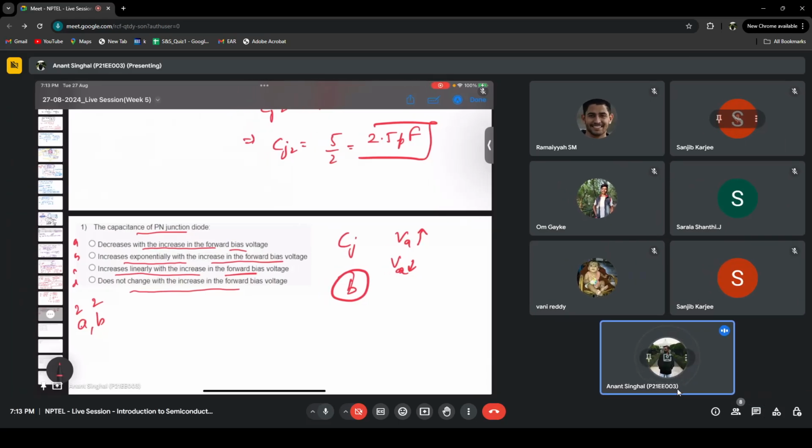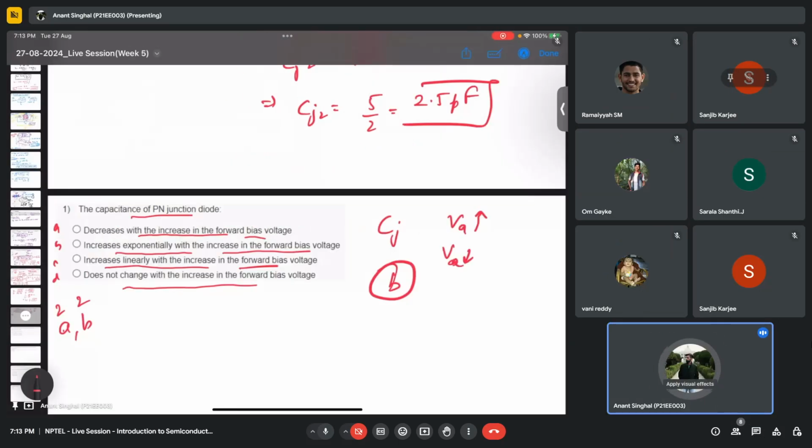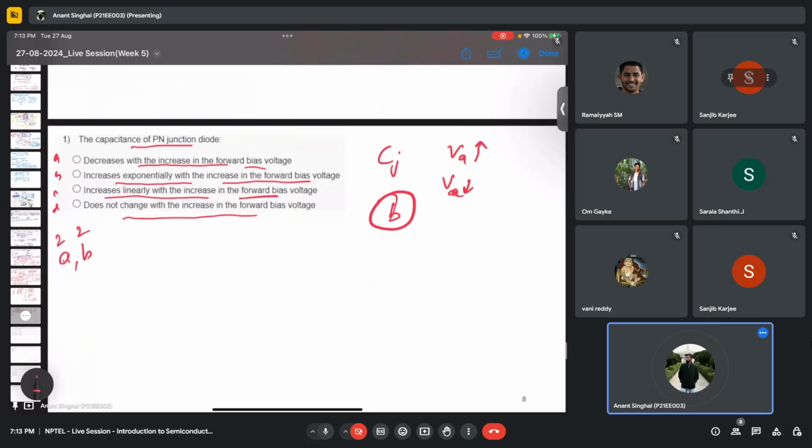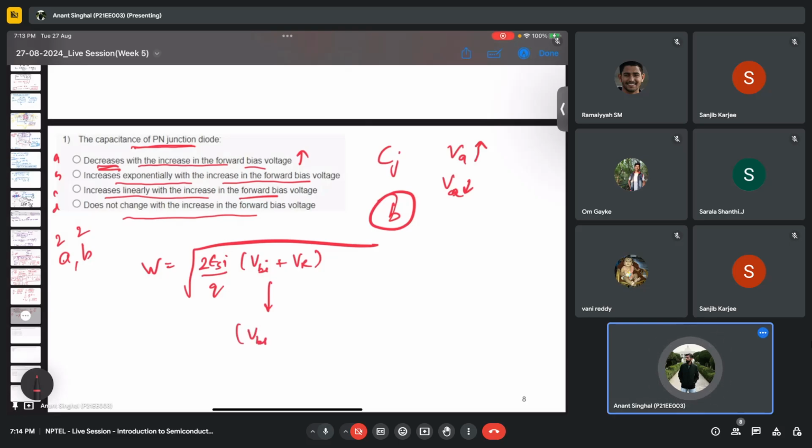Okay, so let's discuss all the options. Since most of you are saying A, let's discuss A first. It says that the capacitance will decrease if we increase the forward bias voltage. So first of all, we have, let's say, a W, which is something like this. For reverse bias, it was VBI plus VR. So for forward bias, what will it be? It will be nothing but VBI minus VA. And this will be the same. I hope everyone understands this. This is the forward bias and this is the reverse bias.